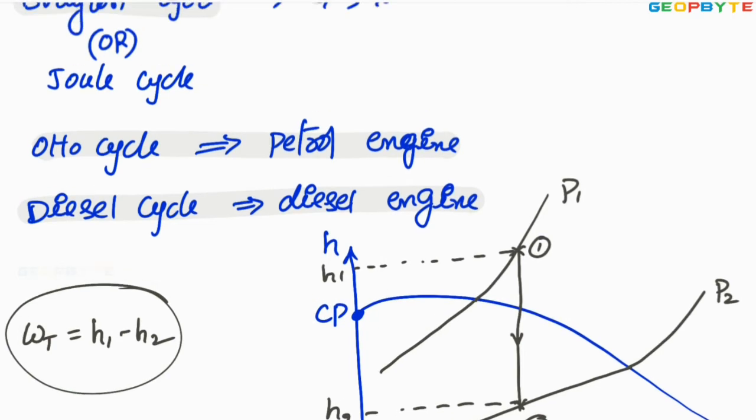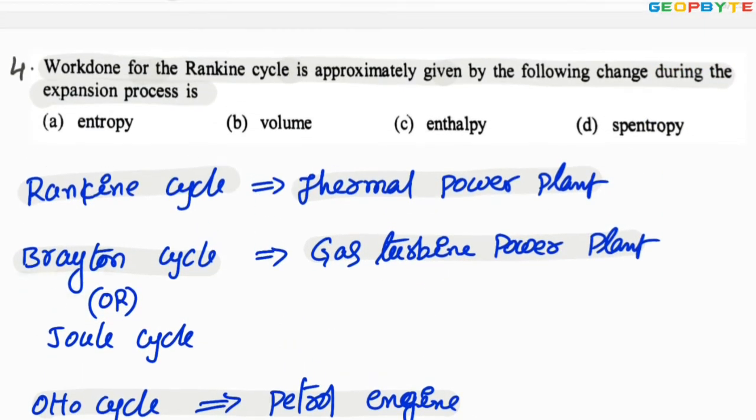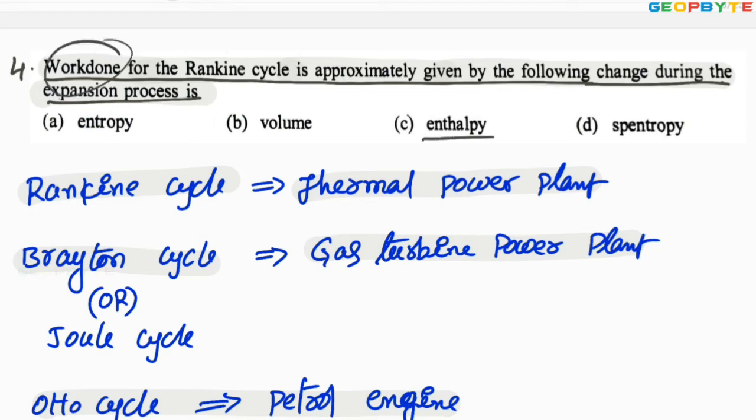That is the answer. Look at the options. Let me read the problem once again. The work done for the Rankine cycle is approximately given by the following change during the expansion process. So during the expansion of the steam in the turbine, the enthalpy is dropping. The drop of enthalpy is ideally equal to work given by the turbine. Therefore, option C is absolutely correct. I hope you got my point.